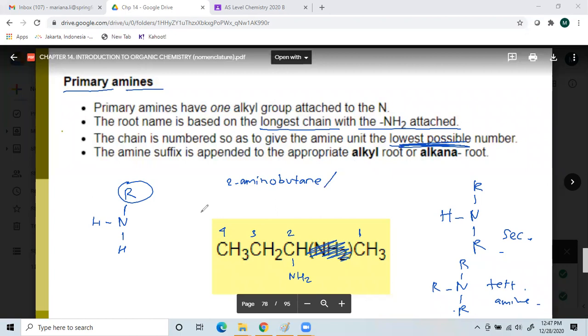The other name is butane-2-amine. Okay, butane because for this, at the second carbon there is an amine NH2, so butane-2-amine. Okay, understand?